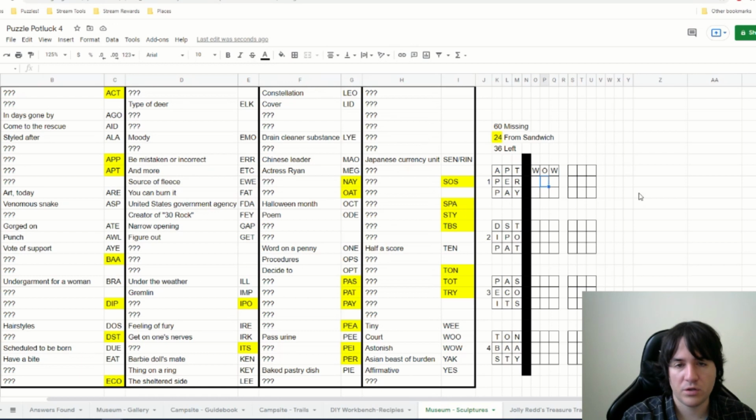We have ode. I think that's... Oh, we also have 1. But the thing is, we need 2 of them. So maybe this isn't right. Wow could also go in the middle. And then we could have all, AWL, and EWE running down the columns.